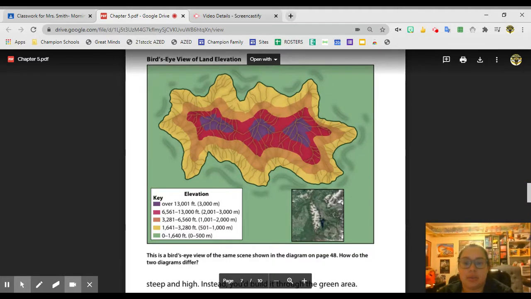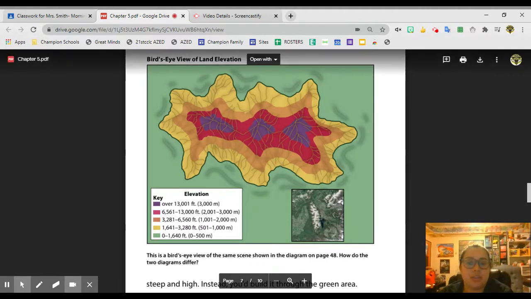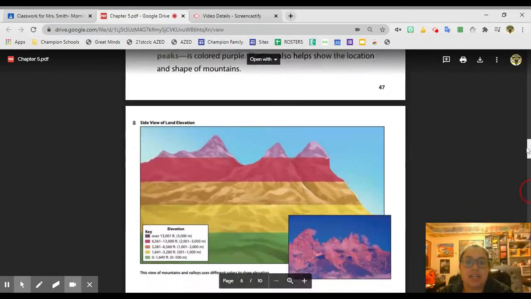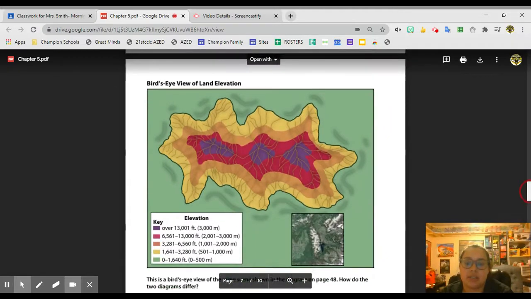So the caption for this image says, "This is a bird's eye view of the same scene shown in the diagram on page 48. How do the two diagrams differ?" So we still have the same colors, we still have the same key, but here you're getting a side view of the mountain, and here you're getting a bird's eye view.